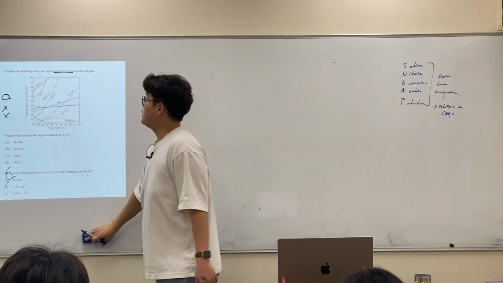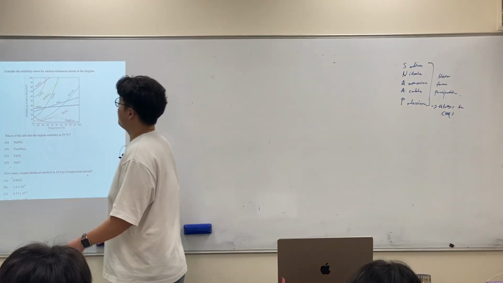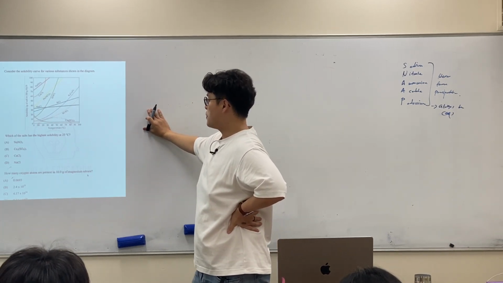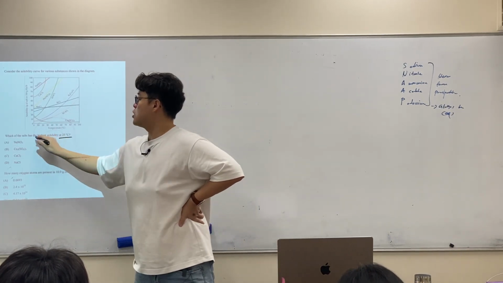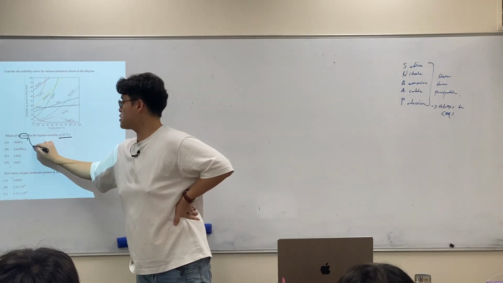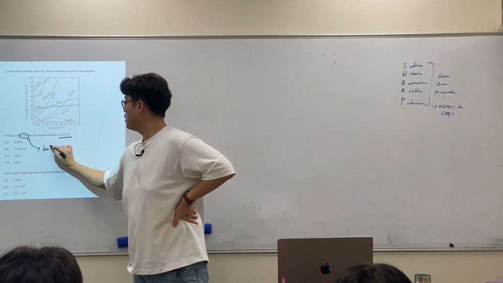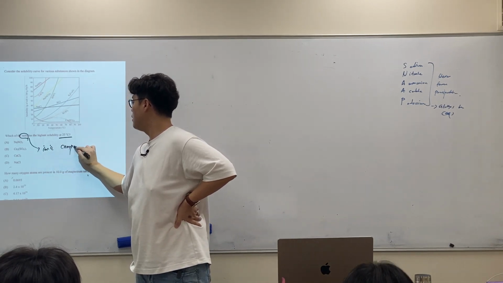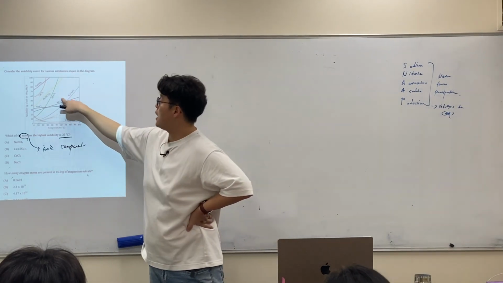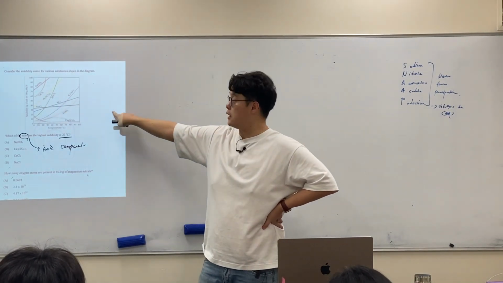All right, 13. Consider the solubility curve for the various substances shown in the diagram. Which of the salts has the highest solubility at 27? Now, salt in here is talking about ionic compounds. It's not just sodium chloride. We have various ionic compounds given on the graph over here.